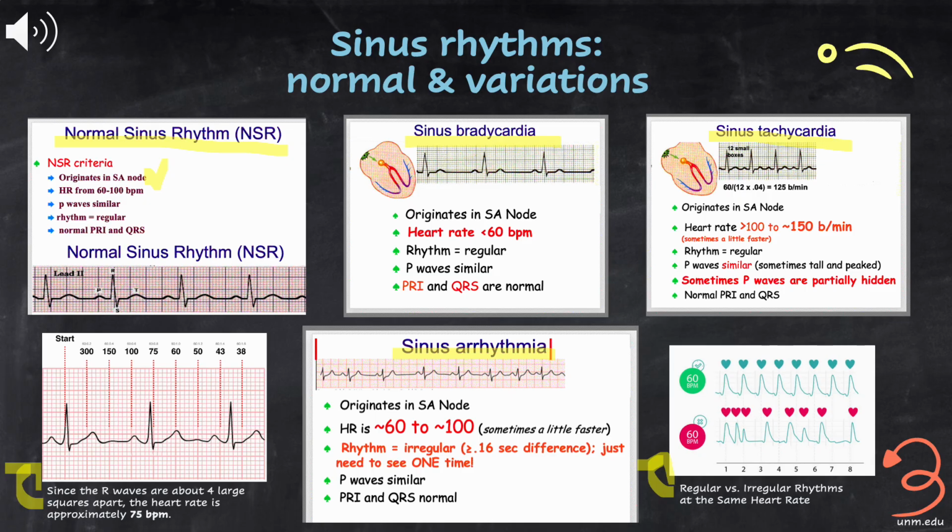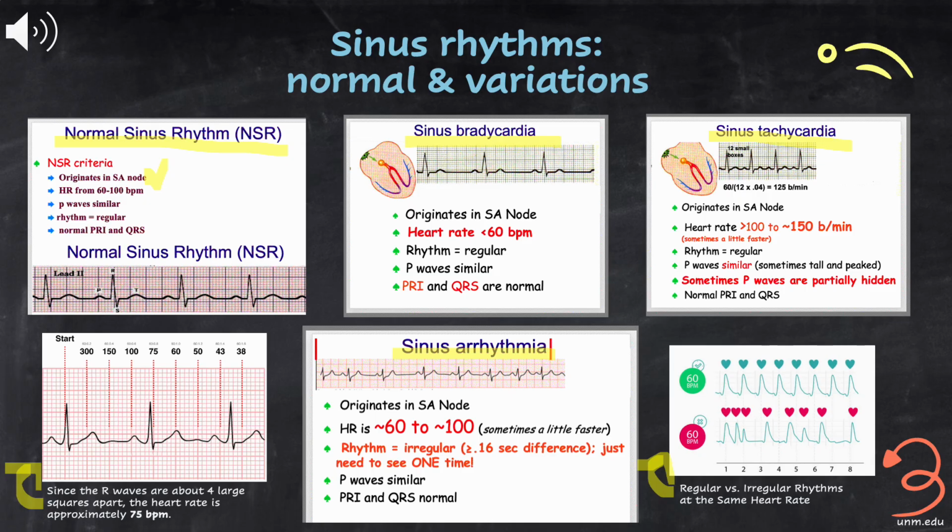We'll start with normal sinus rhythm, or NSR. In NSR, the heart rate is between 60 and 100 beats per minute, the rhythm is regular, and there is a P wave before every QRS complex. This tells us that the electrical impulse is originating from the sinoatrial, or SA, node, and conduction through the heart is normal. Next is sinus bradycardia, which occurs when the heart rate falls below 60 beats per minute.